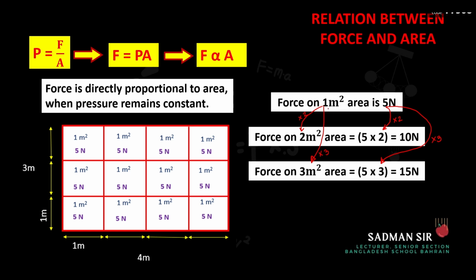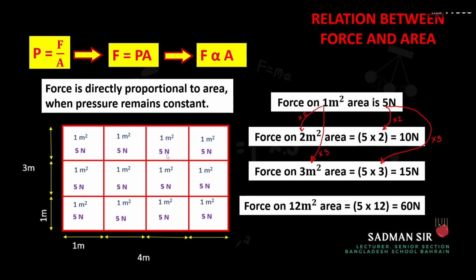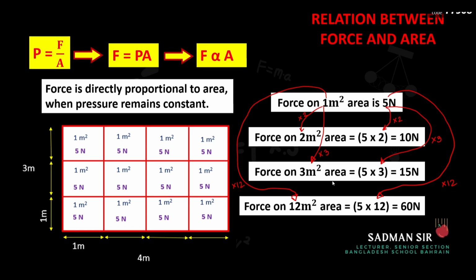So from here, if I want to find out how much total force is acting on this surface, okay, you know that 12 boxes are there, each of 1 meter square. So they will form 12 meter square area. So total 12 meter square, as the area has become 12 times now. See, from this one, the area has become how much? Into 12. So the force, 5 Newton, will also become how much? Definitely it will also become 12 times. Okay. So we can clearly say that the force is directly proportional to the area whenever the pressure remains constant.